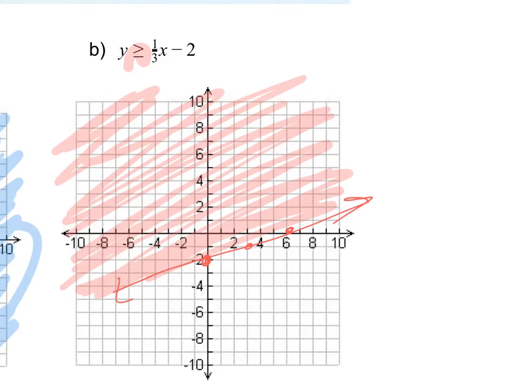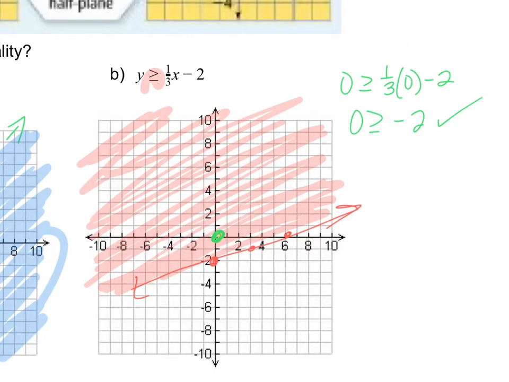If you wanted to double check to make sure, you would pick a test point. If I can, I always like to pick 0, 0 because it just is easier to handle zeros. So is 0 greater than or equal to 1/3 times 0 minus 2? Well, is 0 greater than or equal to -2? Yes, it is. So that point worked, and that makes sense because it's in our area that we shaded.